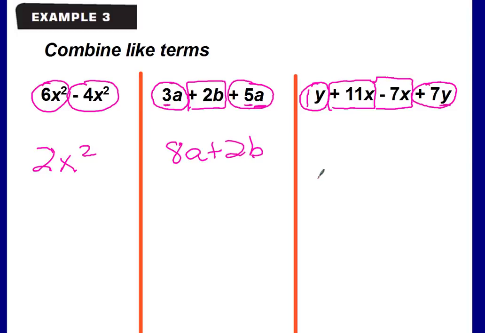Now I can combine my like terms. I can combine my y's. This is the invisible 1 coefficient and a positive 7 coefficient. So 1 plus 7 makes 8y's. And then I can combine my x's. Combine their coefficients, a positive 11, a negative 7. Different signs, I have to subtract, and I get a positive 4x. So this expression went from 4 terms, and it simplified to 2 terms. Much easier to work with.